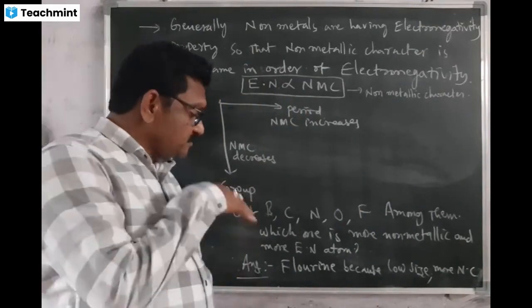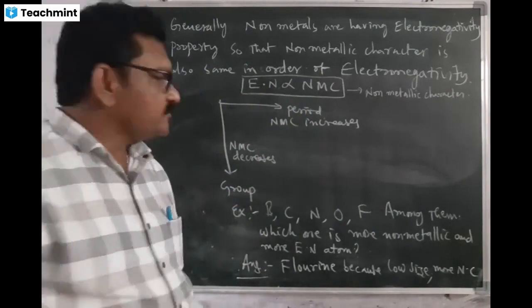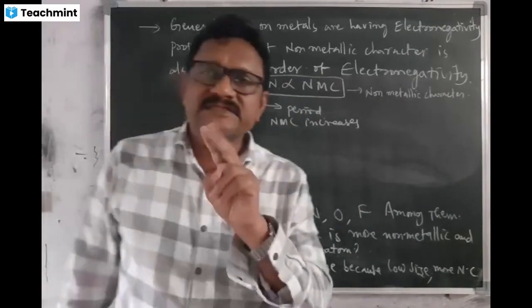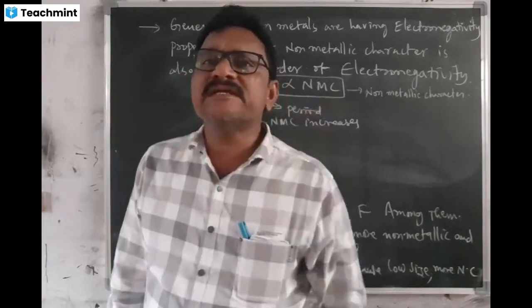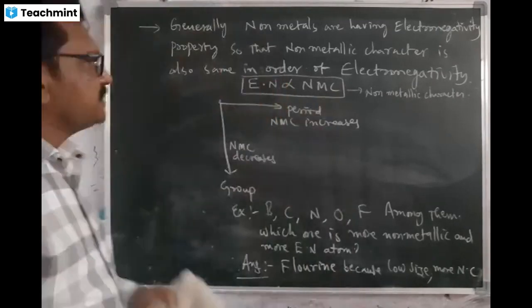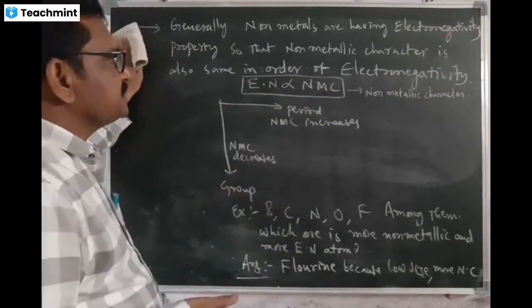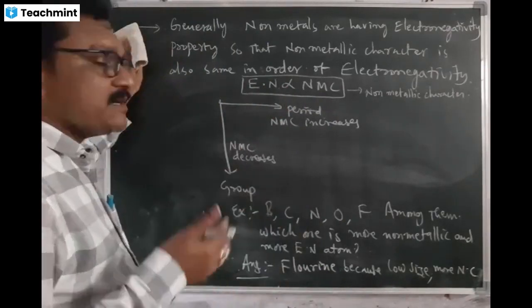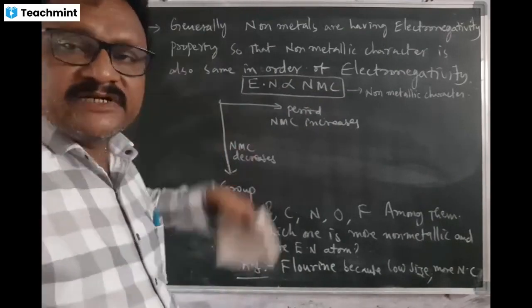Now I think you did understand the concept well. With this we completed two properties. What is that? Electronegativity we finished just now, and also non-metallic character is over. Then, next I am going to explain the following periodic property, that is electropositivity character. Completed your writing?